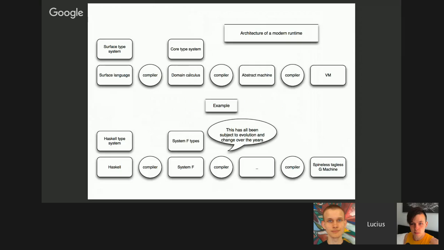And then you can project out to the user in terms of a user-level surface language and a corresponding surface type system. So the user interacts with this, and then you reverse path through a compiler to your core domain calculus, which in the actual compiler pipeline you can think of as a kind of intermediate representation. And then it turns out that you can derive an abstract machine in most cases from such a domain calculus. And then from the abstract machine you can actually derive a virtual machine.